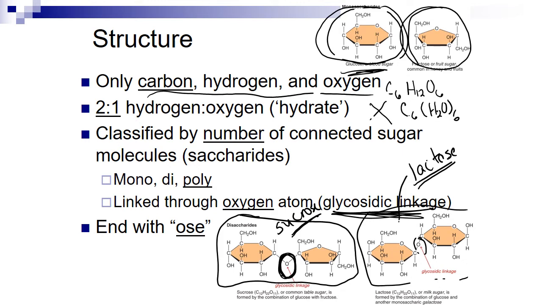Mono is one sugar. Disaccharide means that we've taken two sugars and combined them together through a glycosidic linkage in oxygen. A polysaccharide has more than that. The other thing to notice is that all of these saccharides end with the suffix -ose, O-S-E: glucose, fructose, galactose, lactose.